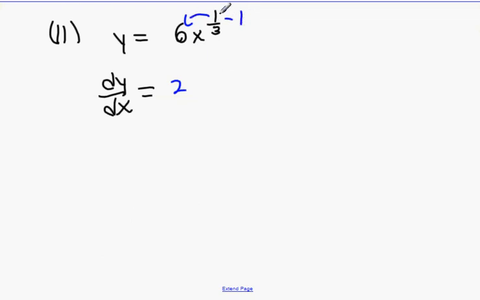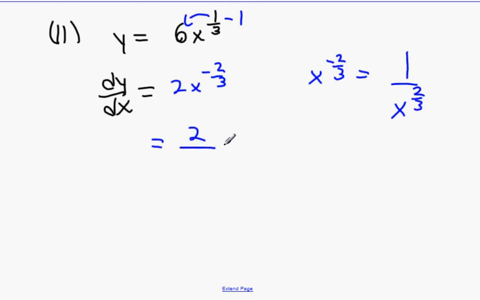Take away 1 from the power, and we get x to the power of minus 2 over 3. You'd be okay to leave it like that. There's another option. You can say x to the power of minus 2 over 3 is the same thing as 1 over x to the power of 2 over 3. And basically, you can bring it down. Any questions there about that? Because it's a minus, I can bring it down underneath and change the power to a plus, okay? Number 11 is done.